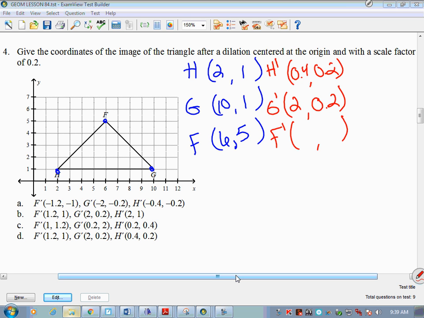Okay, what is 6 times 0.2? 1.2. Okay, 1.2. And what is 5 times 0.2? 1. 5 times 0.2 is 1? Okay. All right. So you can look down here and see, now granted you want to get these in order, F prime is 1.2, 1, G prime was 2, 0.2, H prime was 0.4, 0.2. So we can look at this and get that, okay?